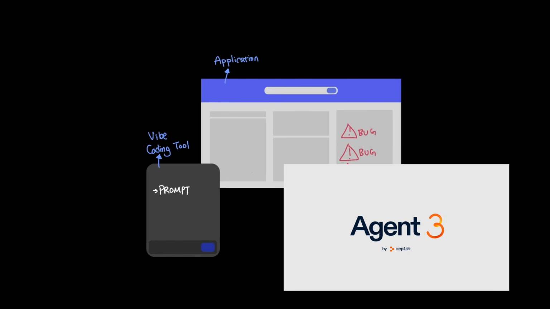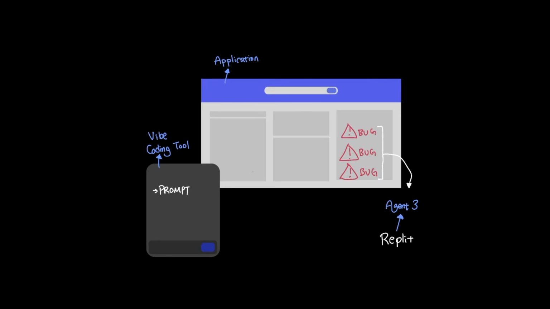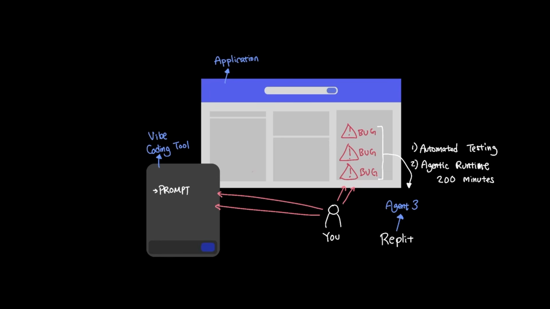This is where Replit's new feature called Agent 3 helps alleviate this burden with two main features. First, automated testing, and second, extended agentic runtime to 200 minutes. These two features work in harmony to essentially lessen the burden on your end to test and prompt back and forth until the finished product meets the quality that you are looking for. So let's start with automated testing.